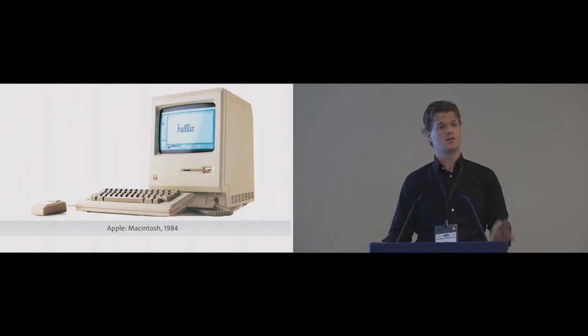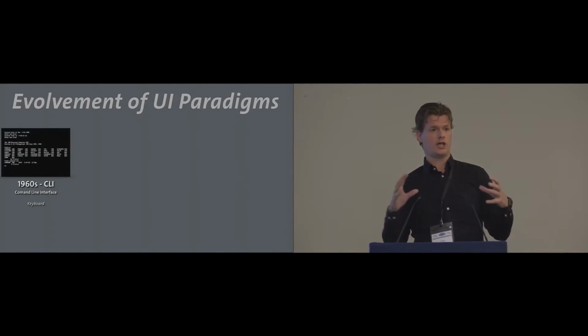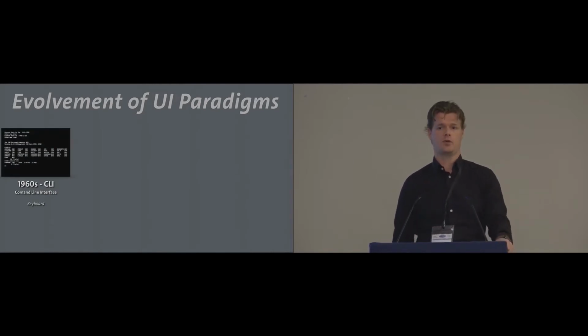So the first commercially successful product at that time was the Apple Macintosh, which was the successor of the Apple Lisa. And what we observed from there on is that graphical user interfaces, mouse and keyboard, were the primary way humans interact with computers. So what we saw is a change of the paradigm of how we interact with computers.